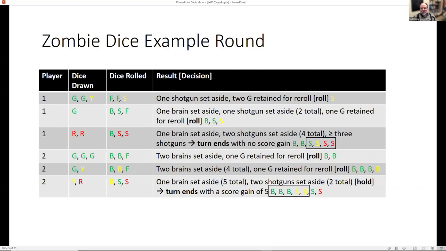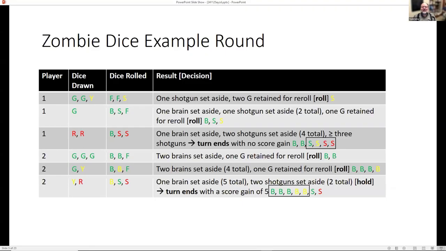The player decides to not score that 1 brain and to roll again. They draw 2 more dice to join the footprint, and 2 reds are drawn from the cup. These 3 dice are rolled, resulting in brain, shotgun, giving us a total of 4 shotguns, bringing us above the 3 shotgun threshold that ends the turn with no score.